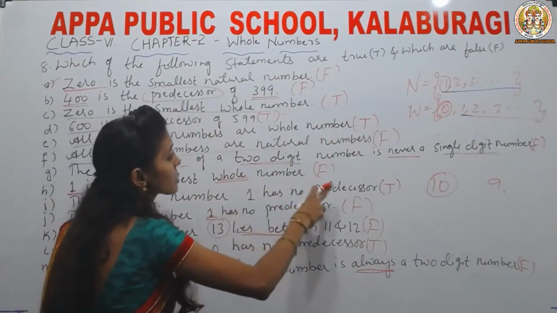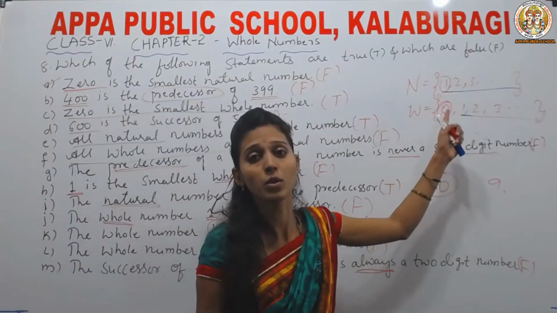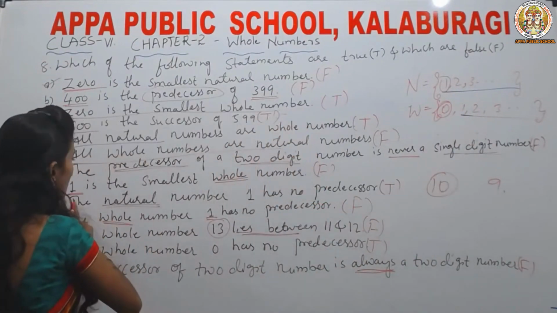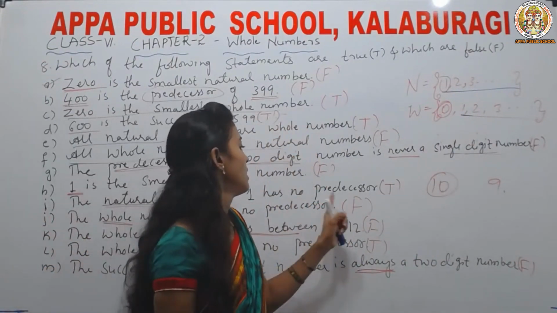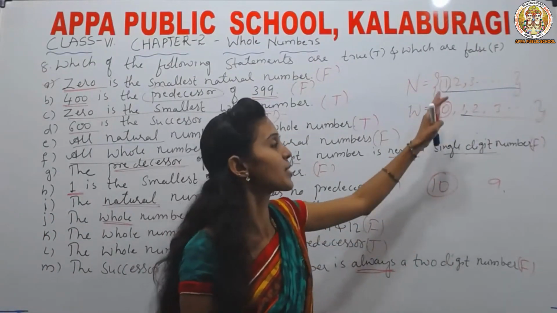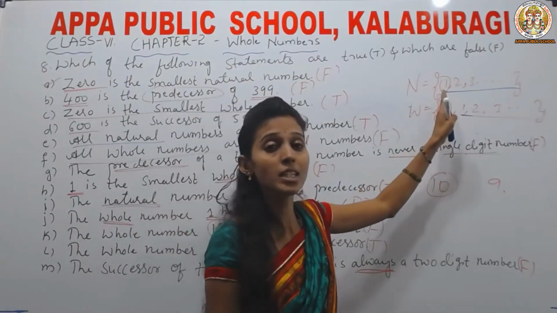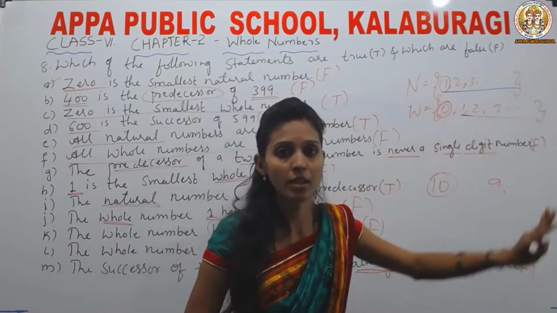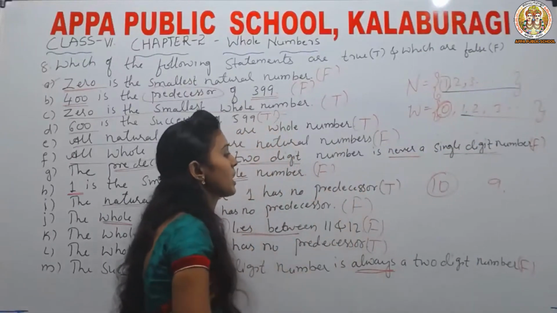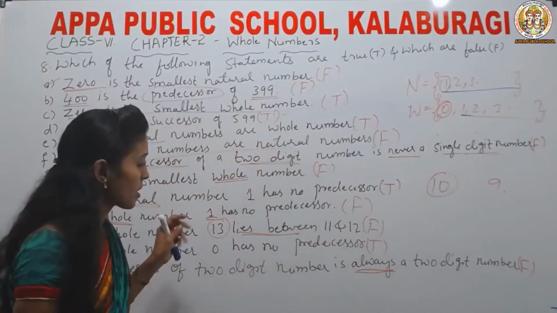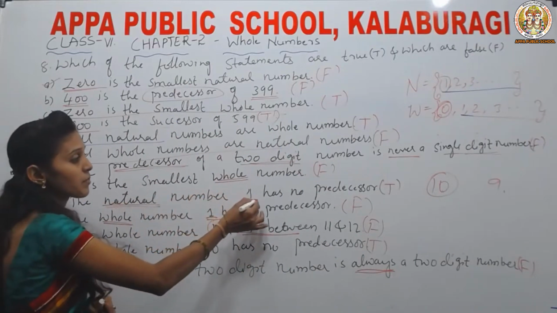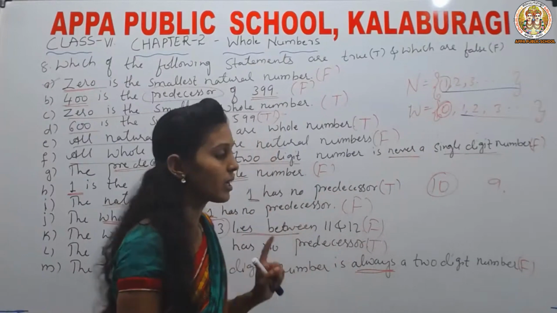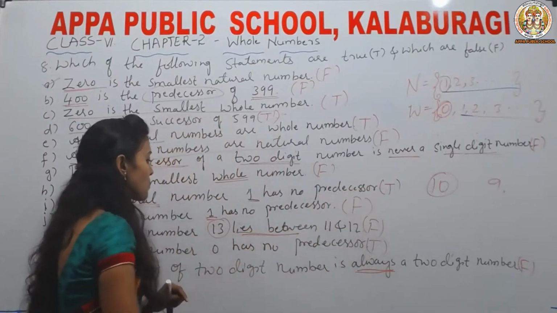Next, 1 is the smallest whole number. Wrong, because the smallest whole number is 0, right? Yes. Next, the natural number 1 has no predecessor. Yes, because natural numbers start from 1. We don't have any number before 1. Afterwards we have, right? So we don't have any predecessor for a natural number. But the whole number 1 has a predecessor, that is 0. So therefore this is true, this is false.